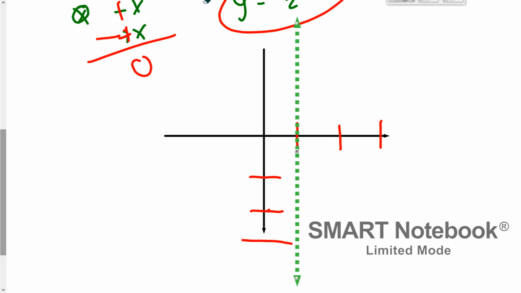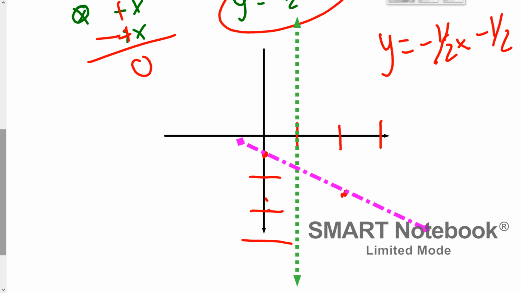X equals 1. Then we have our slant asymptote at negative 1/2 minus 1/2, right? Y equals negative 1/2 x minus 1/2. So I go down 1/2, I go down 1/2, and then I go down 1 over 2. So down 1 over 2 will be right here, and that's going to be my slant asymptote. So through those 2 points, let's see. It's probably pretty good.